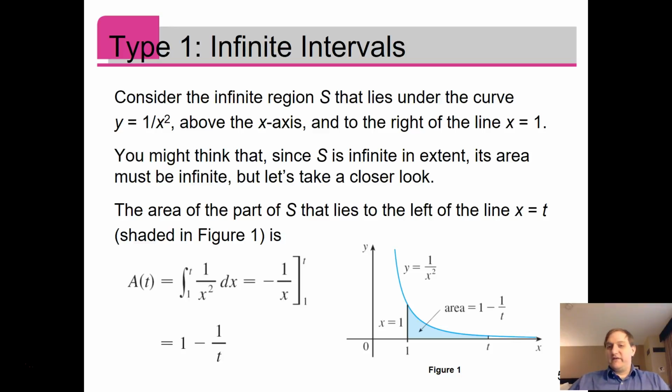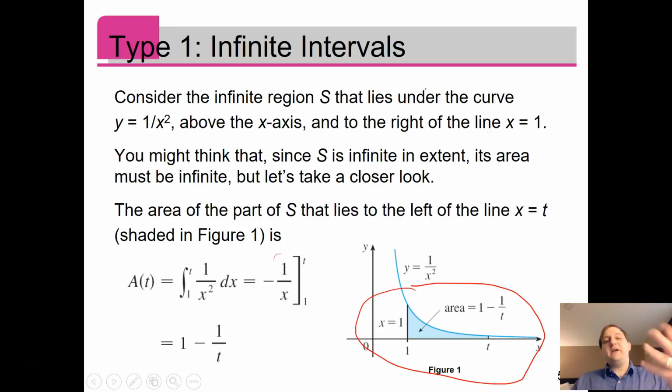You can see down here, there it is. This is the area that we're talking about. Here's the curve, y equals 1 over x squared. Here's x equals 1, here's the x-axis, and that's the area that we're referring to. Now, just because the interval is infinite does not mean that the evaluation of the area is infinite. That's what we're going to see here.